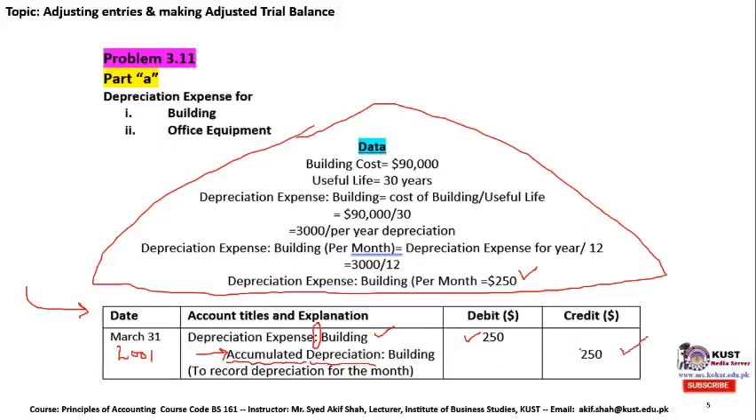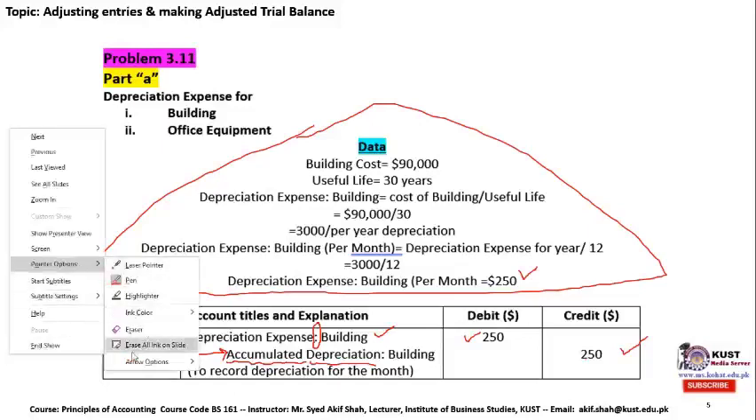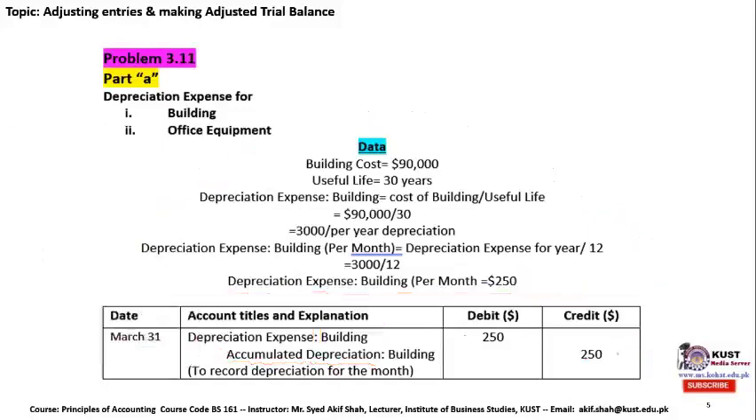So each debit will have a corresponding credit entry. Remember that we must not record the credit entry first and then the debit entry. Rather, we have to record the debit entry first, then have a slight indentation for the credit entry's title, which is accumulated depreciation against building, correctly entered.